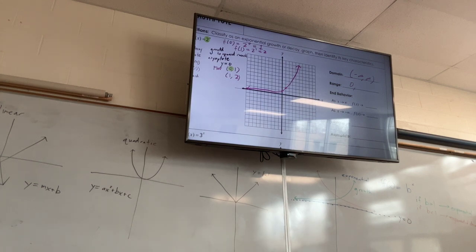So 0, and then what's the highest up it goes? Okay. End behavior says this means as we go to the left forever, f of x goes to where? So as x goes to the left, y goes where? So let's trace along our graph. As we go to the left, where's my y getting close to? 0. Yes, that's going to be 0.